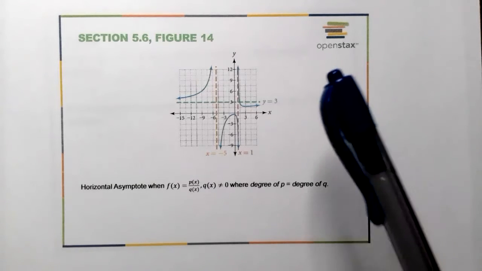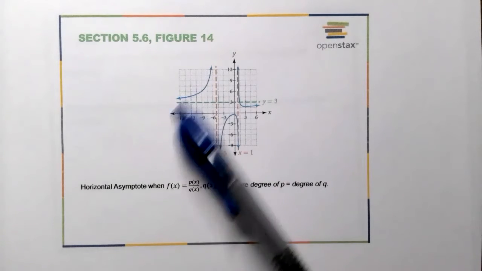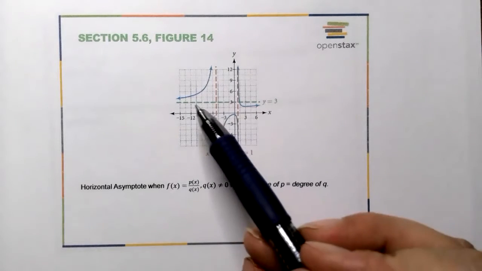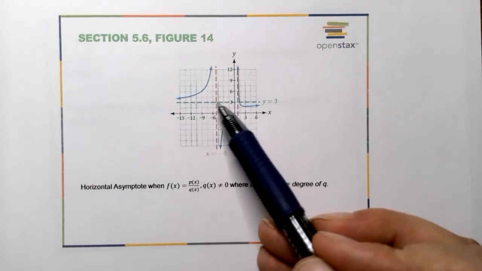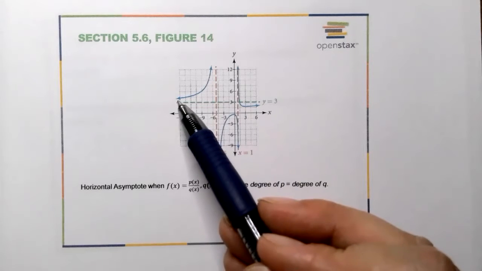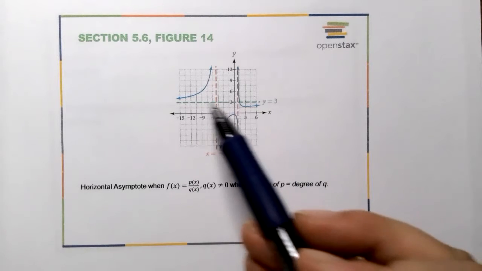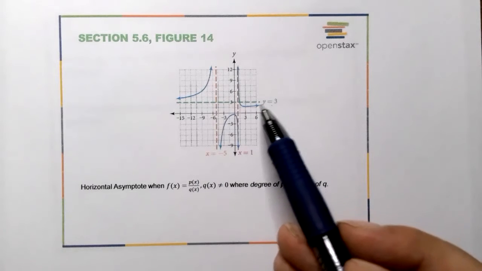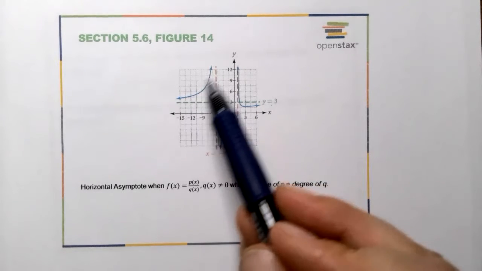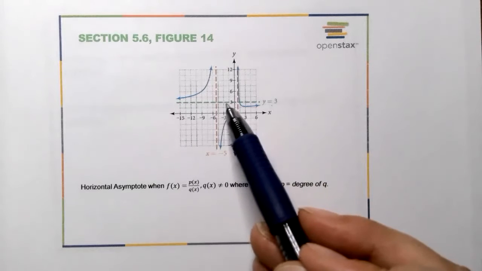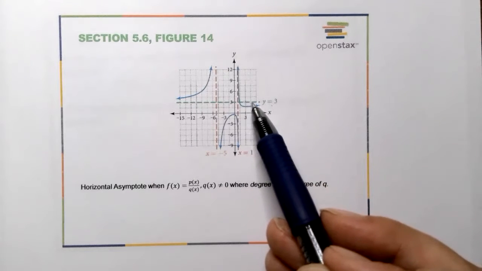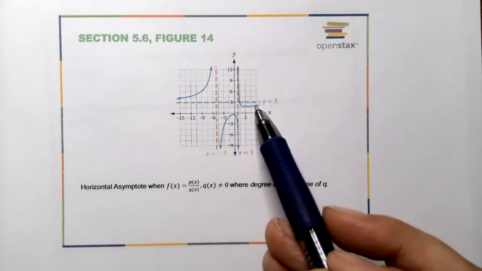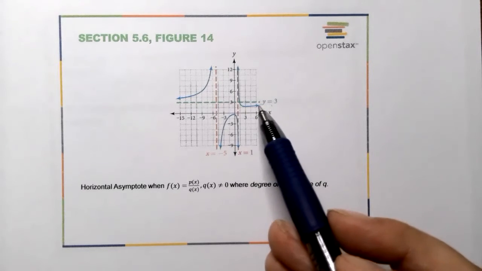And here's an example. This is the graph of that function that we just saw. As we can see, it has vertical asymptotes, but on the end behavior, your graph follows this line, y equals 3. And note that on the right side, it first crosses y equals 3, but then it comes back up to it.